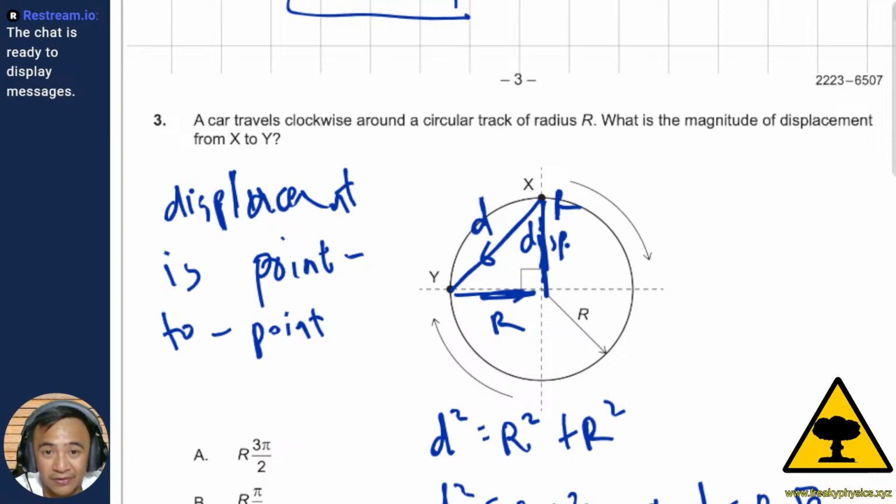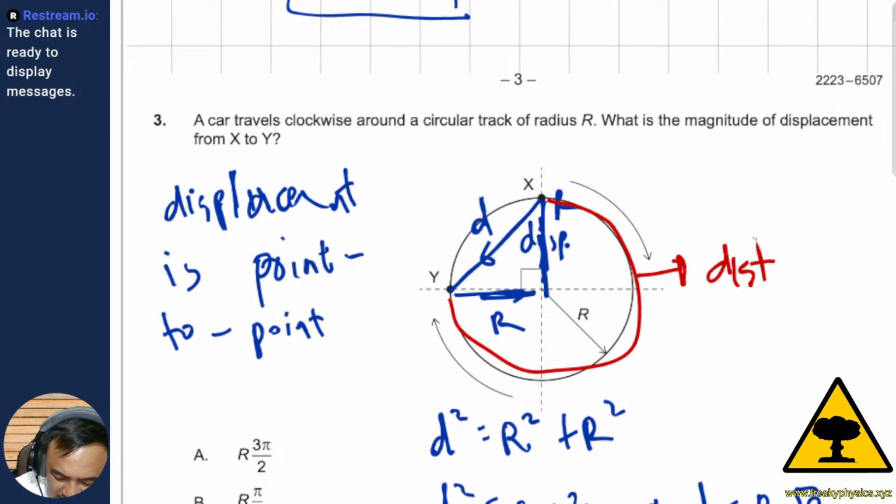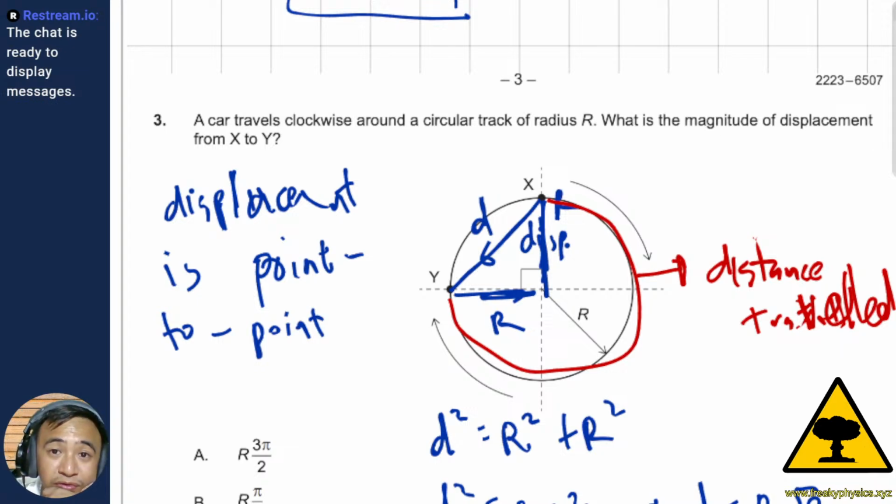Right. Okay. Anything you'd like to ask about that? No, I calculated the circumference, and that's why I got it wrong. All right. Since you mentioned that this is going to be properly the distance traveled. Okay. All right, let's move on.